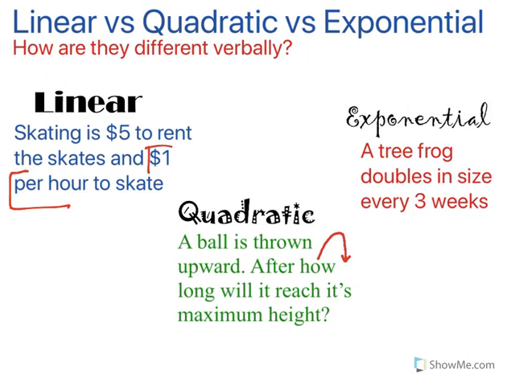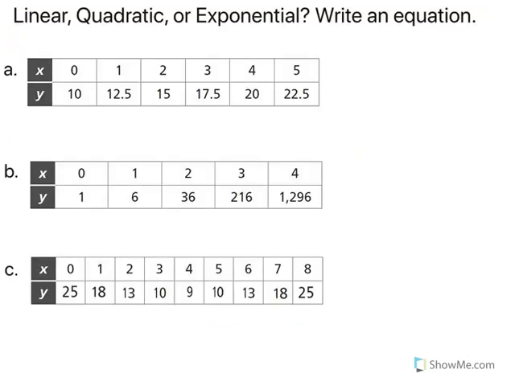For exponential, we're looking to see, is there multiplication happening to get from one value to the next? And because a tree frog doubles in size, that's times 2. So we're multiplying by 2 to get to next values. This would tell us that we have an exponential function here. Let's take a look at these tables. So we're going to determine if they're linear, quadratic, or exponential.